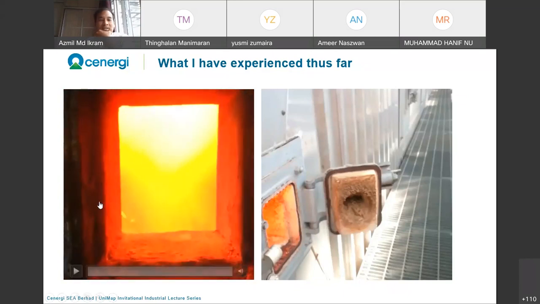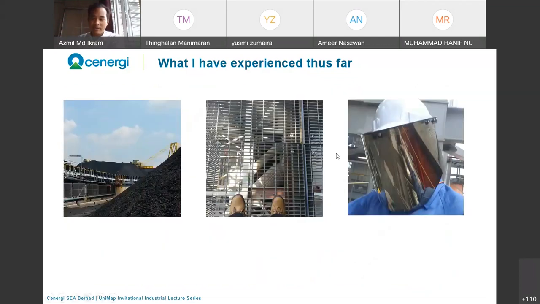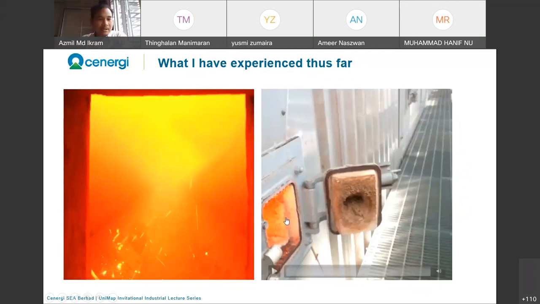Okay. This is what we call a peephole. It's just the size of an iPad, sometimes smaller. What you do is you open the peephole and you peep into it. But actually, it's not advisable to peep without any protection. Hence, this. You have to wear this welding mask.